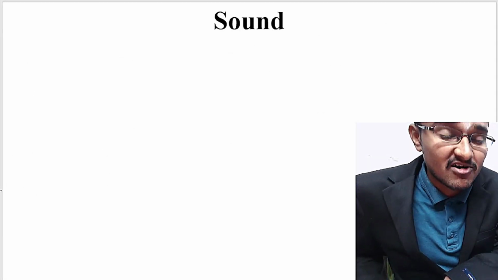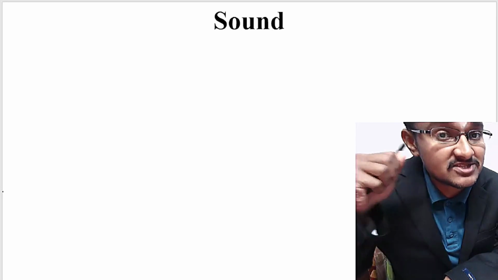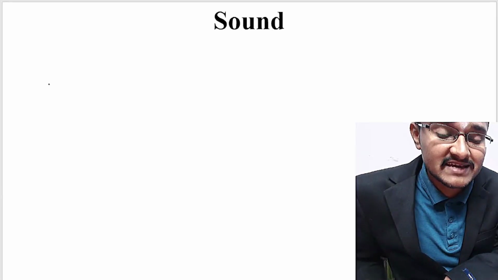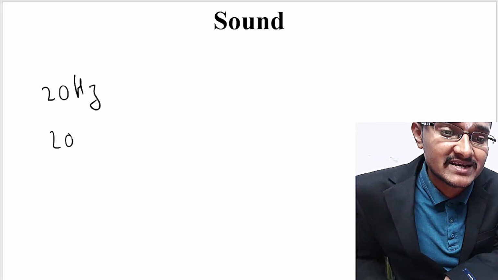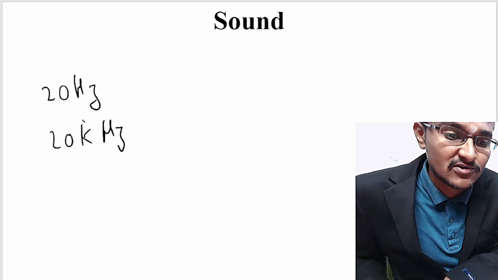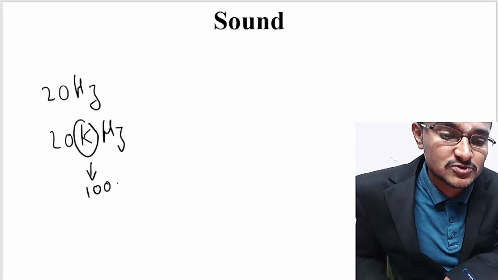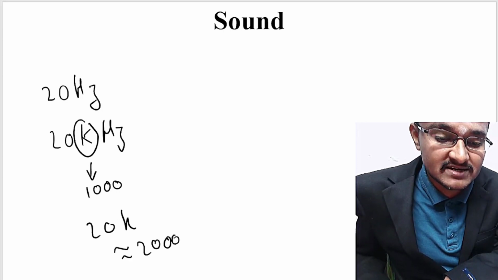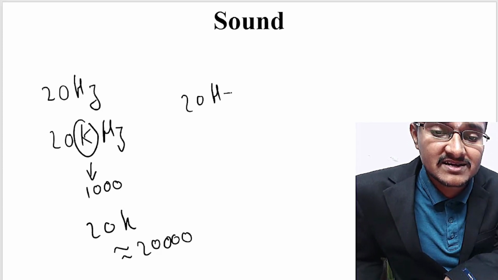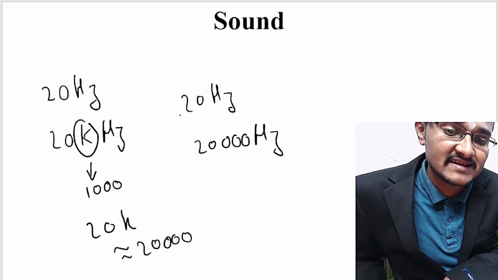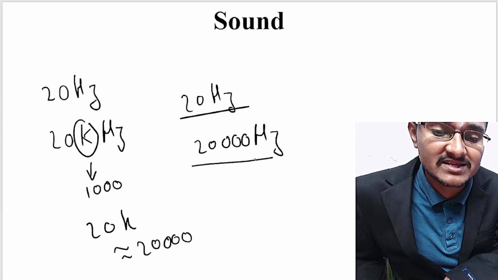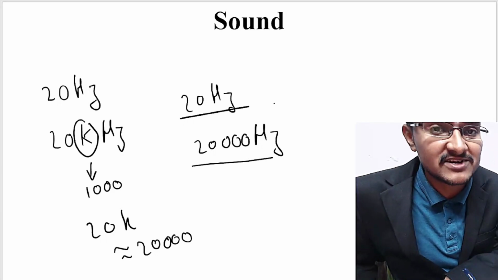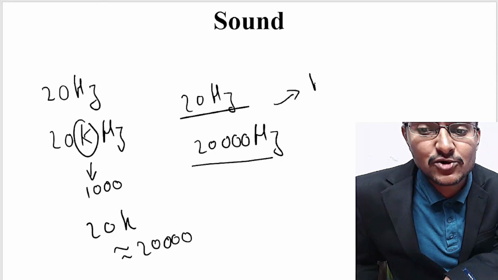Coming to one more point, all kinds of sound cannot be heard by the human ear, because the human ear can only hear sound which has a frequency from 20 hertz till 20 kilohertz. Kilo refers to 1000, because 1 kilo is 1000. So 20 kilo is actually 20,000. That means a human ear can hear from 20 hertz till 20,000 hertz. Only sound lying in between 20 hertz and 20,000 hertz can be heard by the human ear.